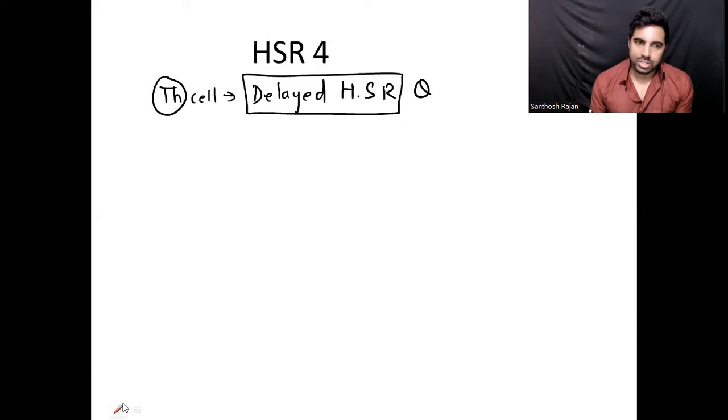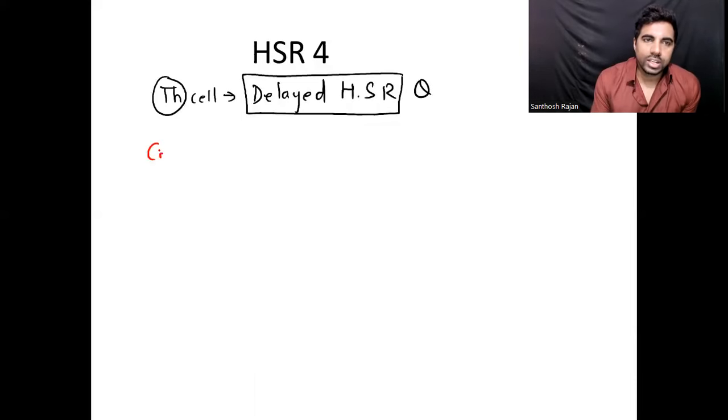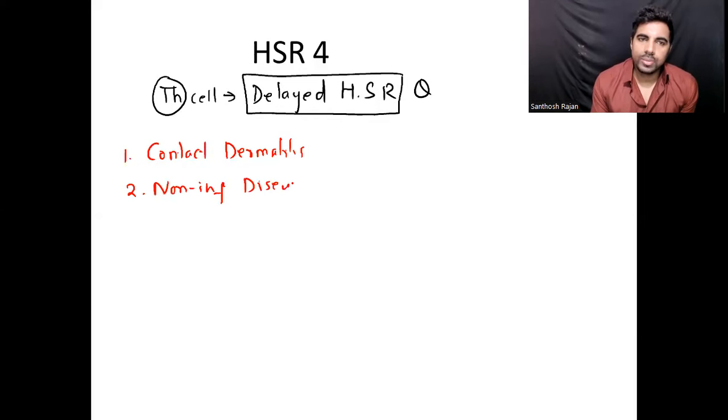Important are the examples. All the examples are important here. Delayed means it takes days. The reaction will take days. So what are the diseases we have to remember here? First of all, contact dermatitis. Not allergic contact dermatitis. Okay, contact dermatitis, number one. And there are non-infectious diseases, you should remember. And then there is an infectious disease.